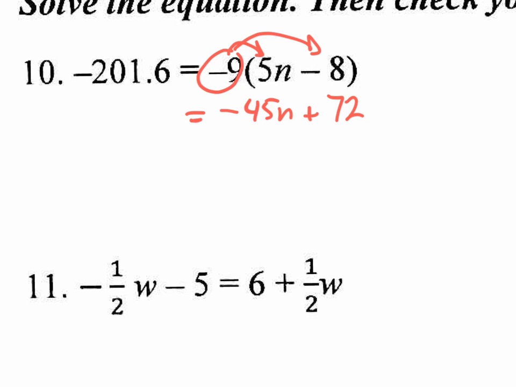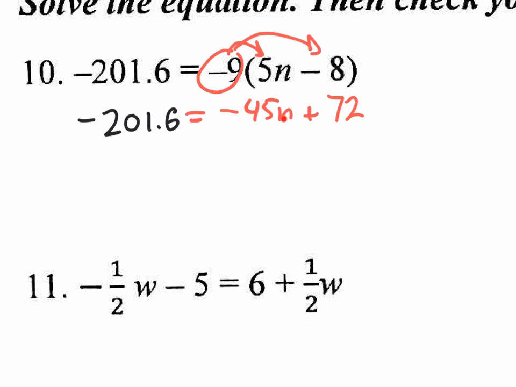The negative 201.6. So at this point, I now have an equation that's simplified. There is no distributive property anymore. There's no combining like terms. I need to start getting n by itself.